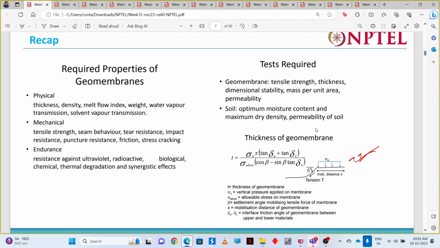One important property is water vapor transmission, which we discussed. Then we saw how to determine the thickness. You can see that it's directly dependent on the allowable stress. This allowable stress on any geomembrane has to be determined from tests.